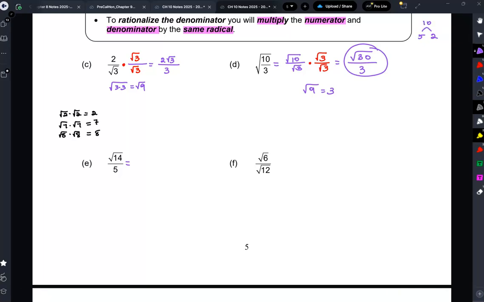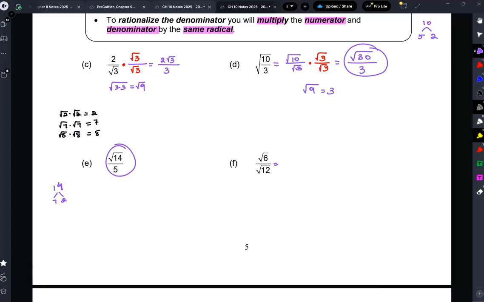Root 14. What's 14 made of? 7 and 2. Does anything come out? No. Nothing comes out. So that just stays as root 14 over 5. Do I need to do anything else here? No. So this is it. This is simplified. Okay? So you just can't have a root in the denominator, basically? Correct.